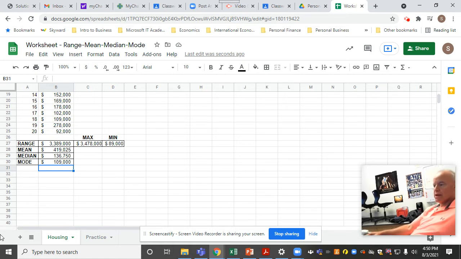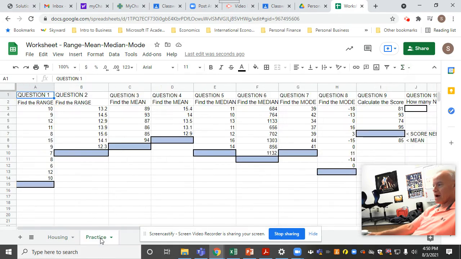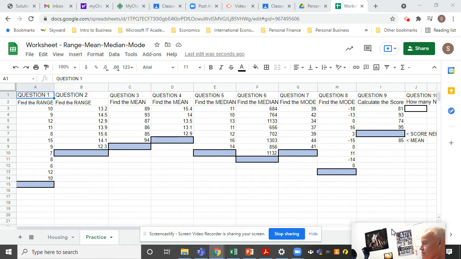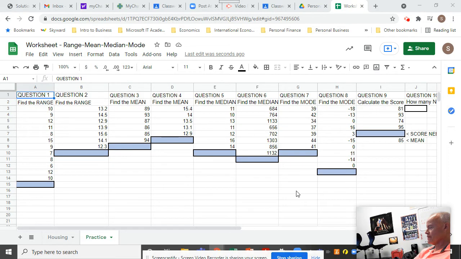Okay. Now, if you're new to Excel, you know you start a formula with an equal sign, and you've got some of these functions over here at your fingertips. Now, we're going to practice and do these 9 questions. Because I'm not sure what number 10 is. Anyway, okay. Find the range. Well, I need to find my max.